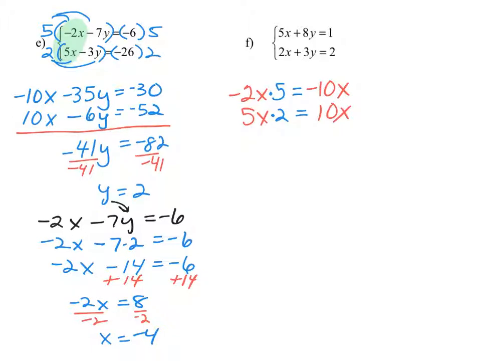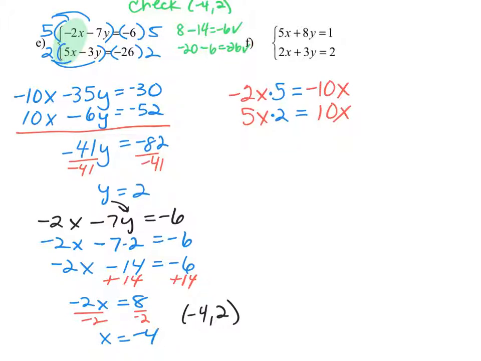So our solution to this system of equations, written as an ordered pair x comma y, is negative 4 comma 2. And we want to check that in the original equations. The original first equation: negative 2 times negative 4 is a positive 8, minus 7 times 2, that does equal negative 6. And in the second equation, 5 times negative 4 is negative 20, minus 3 times y, which is minus 6, that does give us negative 26. So we know that negative 4, 2 is the solution to that system of equations.